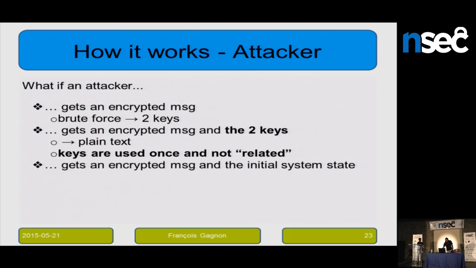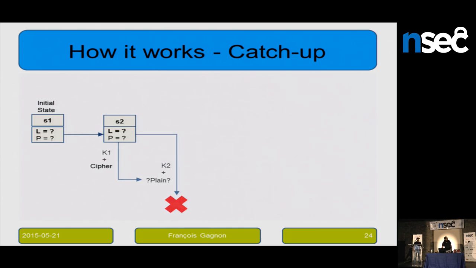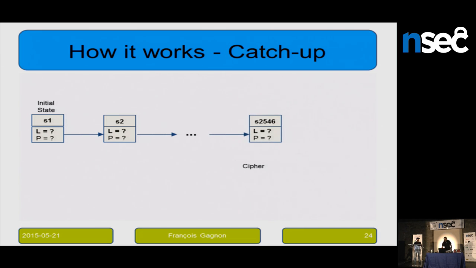You don't know what's going to happen next. Now, what if he gets an encrypted message plus the initial state? Now there's going to be a problem, and we're going to solve that problem. If the attacker has the encrypted message and also the initial system state, then he can simulate his own system and catch up. He takes the initial state, generates a first key, deciphers the message, gets something that could be the plain text, then gets the second key to authenticate the message. Authentication doesn't work, so he evolves the system and does the same thing. They don't match. He does that a few times, and at some point he catches up with the state of the system for the two parties, is able to decrypt the message, and is in sync with the systems.